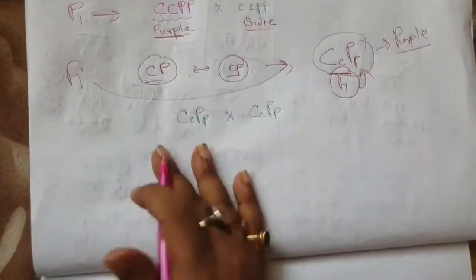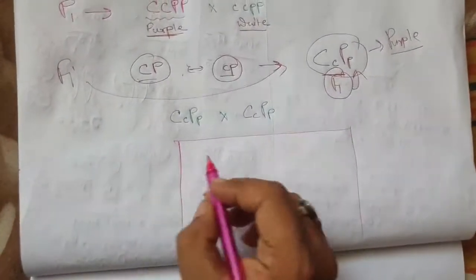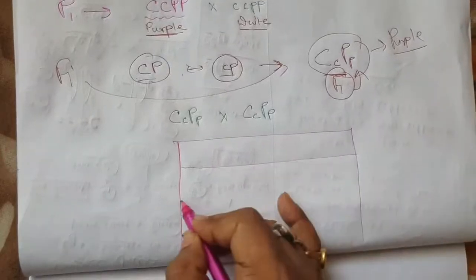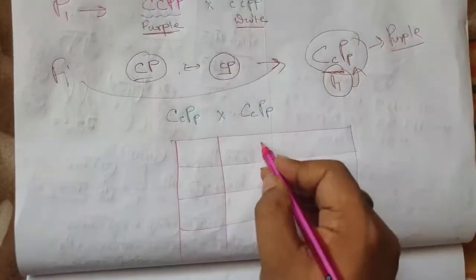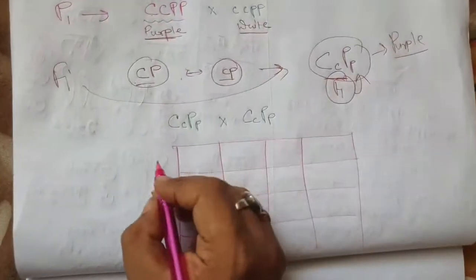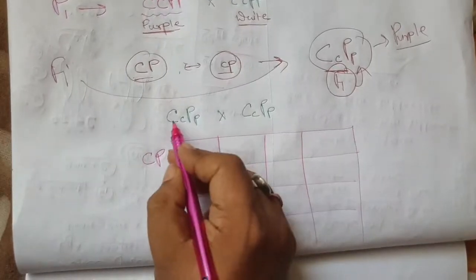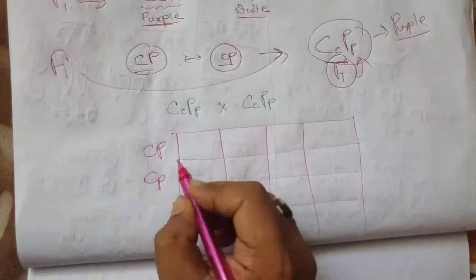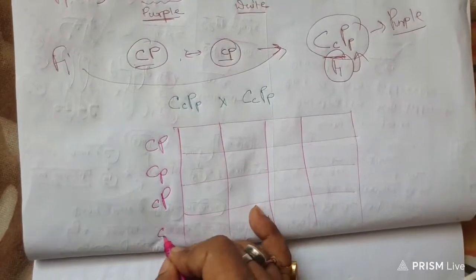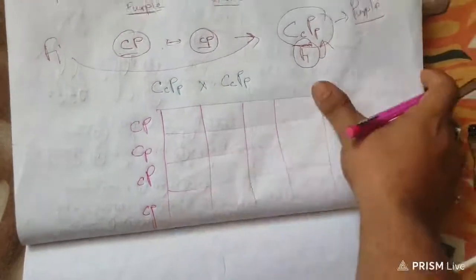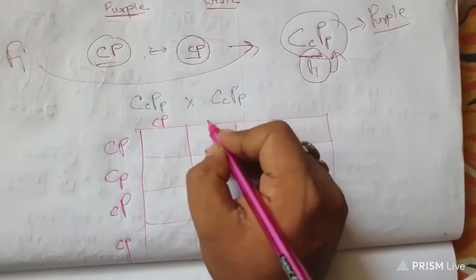Now what will be the gametes produced if we do it in a Punnett square? 1 2 3 4, 1 2 3 4. Now the gametes will be CP, capital C small p, small c capital P, and small c small p. And here also the gametes will be the same for the male or female.